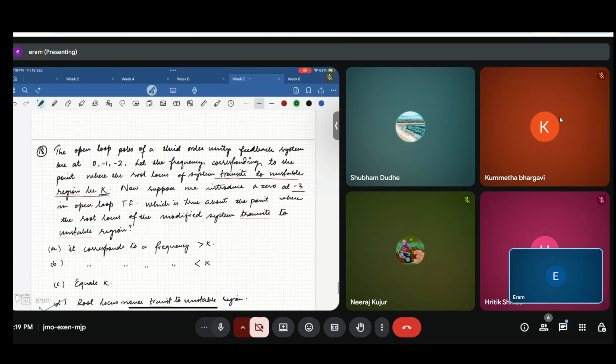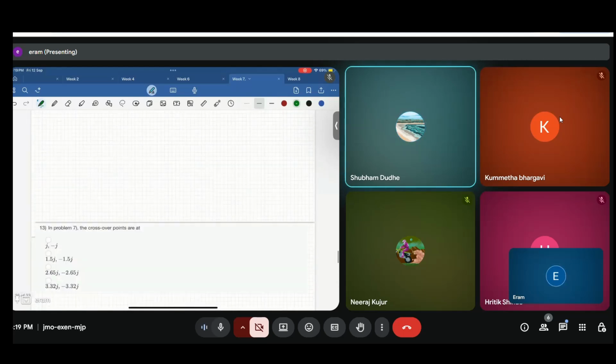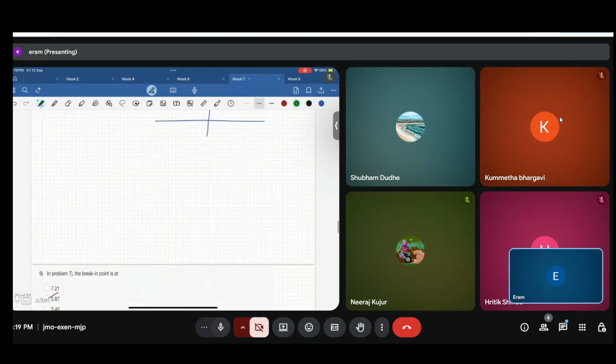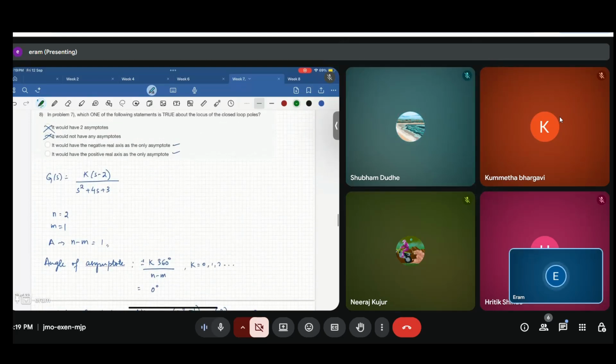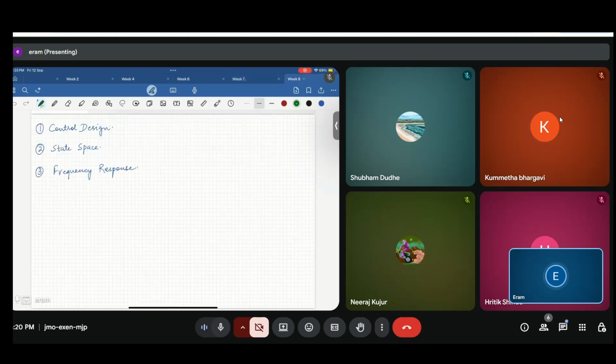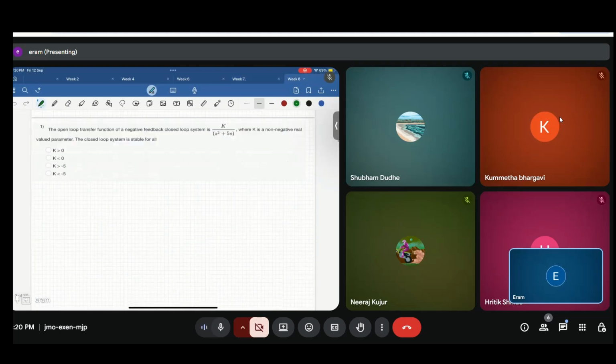And about one more question we left. In this question we found the angle of asymptote to be 0 degrees. The angle 0 degrees was very obvious, but I don't know why I got confused in the last session. 0 degrees means you are parallel to the positive real axis, right? So the correct answer is the positive real axis as the only asymptote. Okay, now let's start today's session, today's questions.